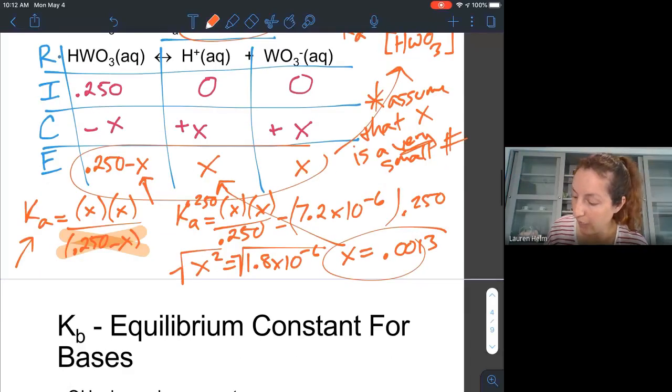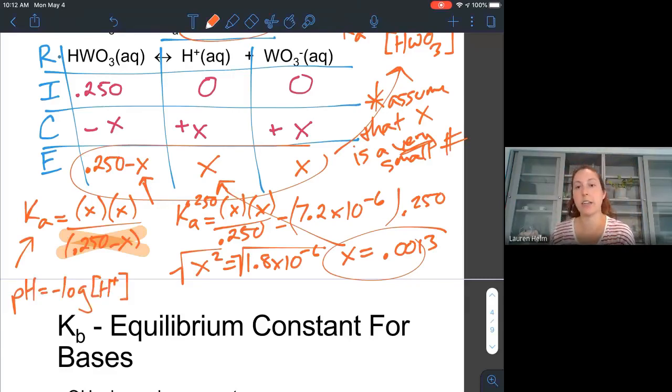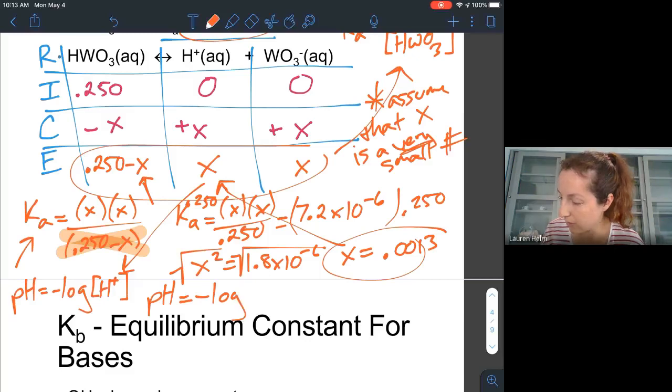Well, pH is equal to the negative log of the concentration of our hydrogen ion. If I now know the equilibrium concentration of hydrogen, I can find the pH of this solution. So I can say pH is equal to the negative log of 0.0013, and that is equal to 2.9.